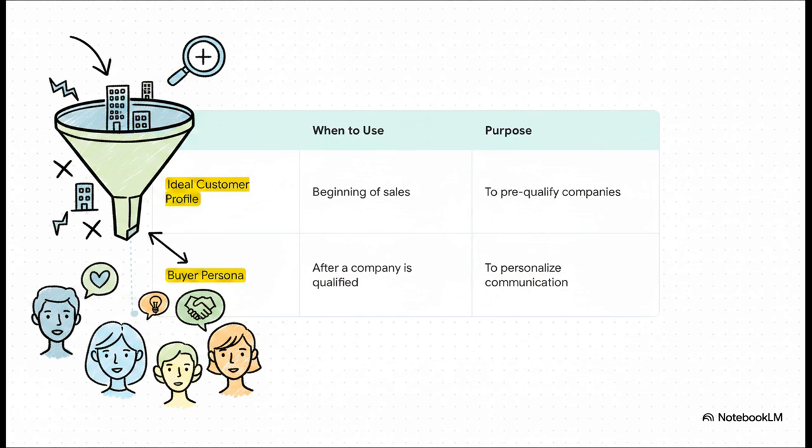Look, you use your ICP at the very, very beginning of your sales process. Its whole job is to be a filter. It pre-qualifies companies so you're not wasting a single second on a bad fit. Then, only after a company makes it through that ICP filter do you bring in the buyer persona. And its job is totally different. It's all about helping you personalize your outreach and have a meaningful conversation.